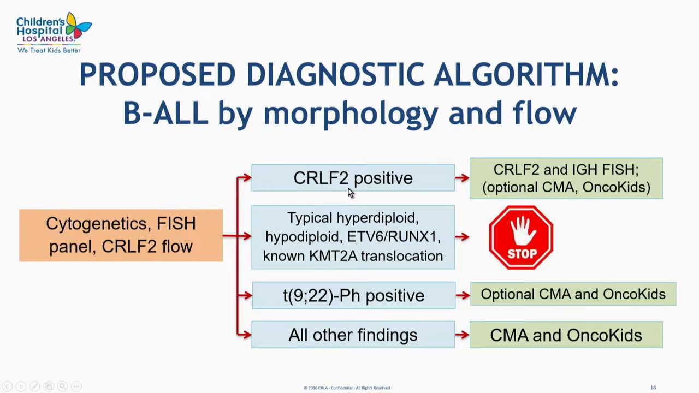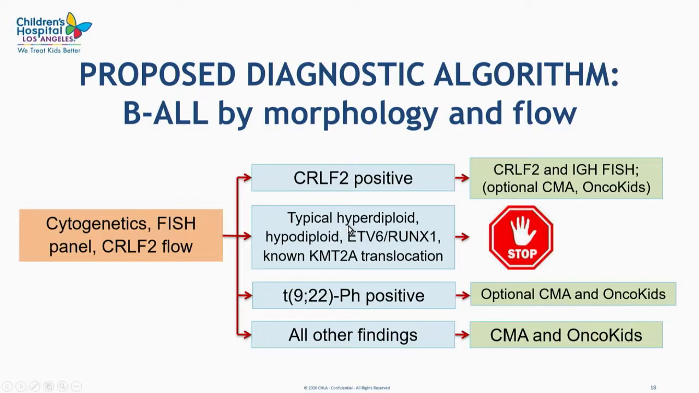And then for cases that are CRLF2 positive, we are only adding CRLF2 and IgH FISH to actually determine which exact CRLF2 abnormality we have in that particular case. We do not routinely recommend doing additional workup, but some oncologists are interested in doing CMA and OncoKids because they're interested in presence of Ikaros deletions, which are common in these leukemias, or maybe mutations in JAK1, JAK2, IL-7R, which are also common in these CRLF2 positive cases.